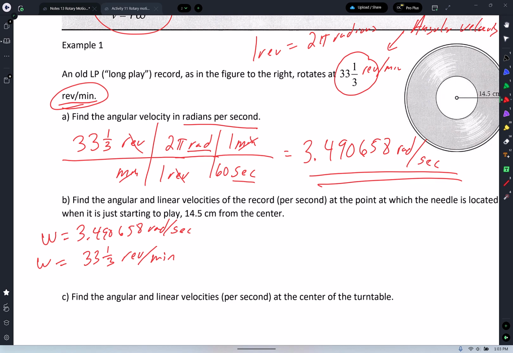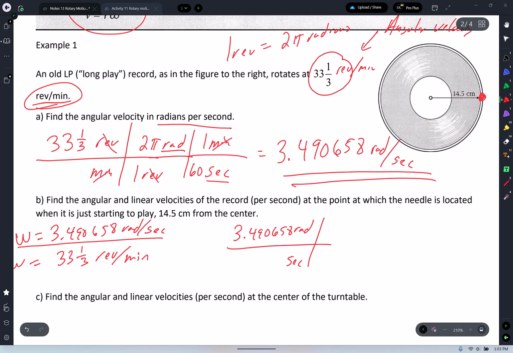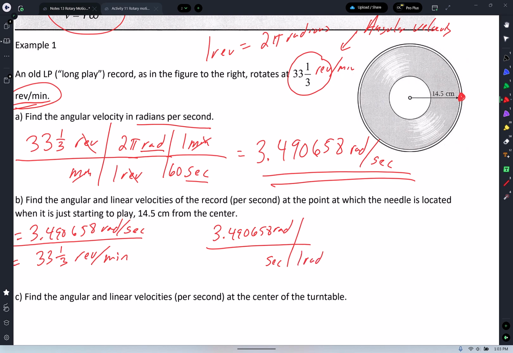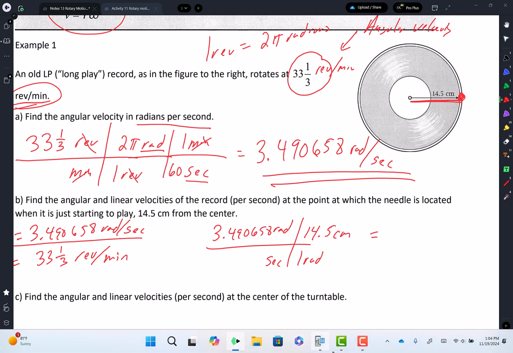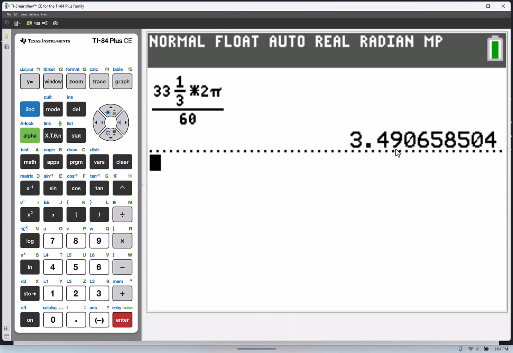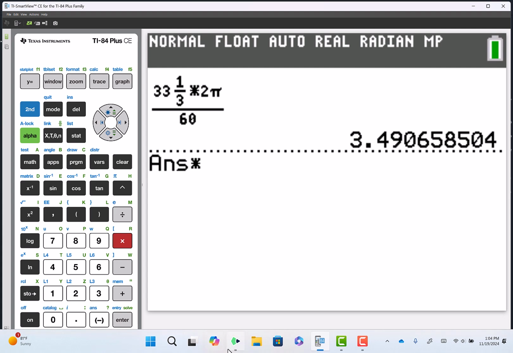All right. Here's my preferred method for linear velocity. I take this guy right here, 3.490658 radians per second. Are we still okay? And I go in 1 radian, what's the radius? Not everyone at the same time. No, in 1 radian, not how many radians. What's the radius? 14.5 centimeters. This is my preferred method. I'll go over another method right now, guys, if you don't like it. 3.49065 times 14.5.